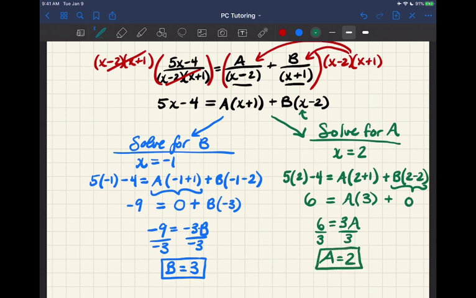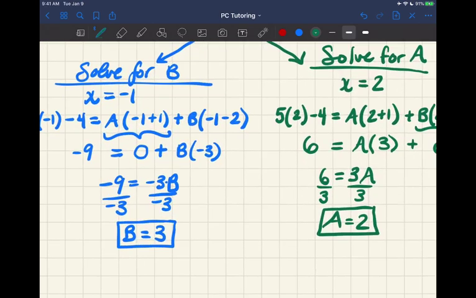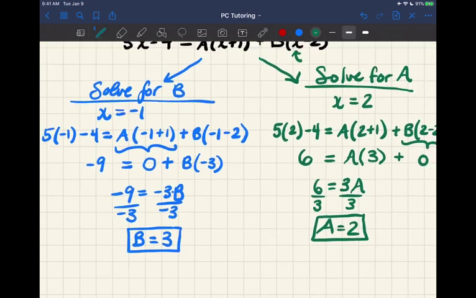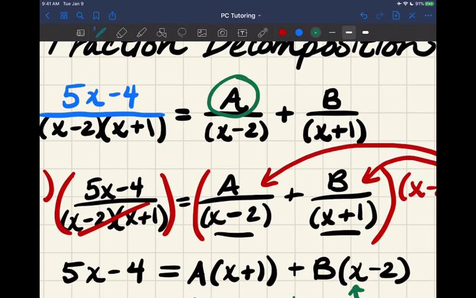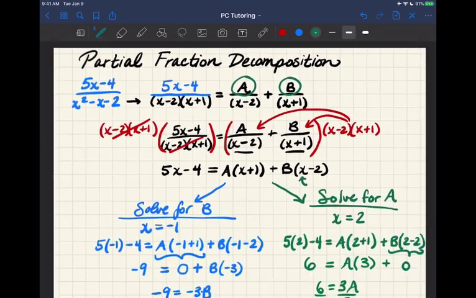Notice what you just found. Let me look at the very top. We have a equals 2 and b equals 3. When you look at the top, notice we've just found these missing pieces. So let's actually write the final results. You did it!